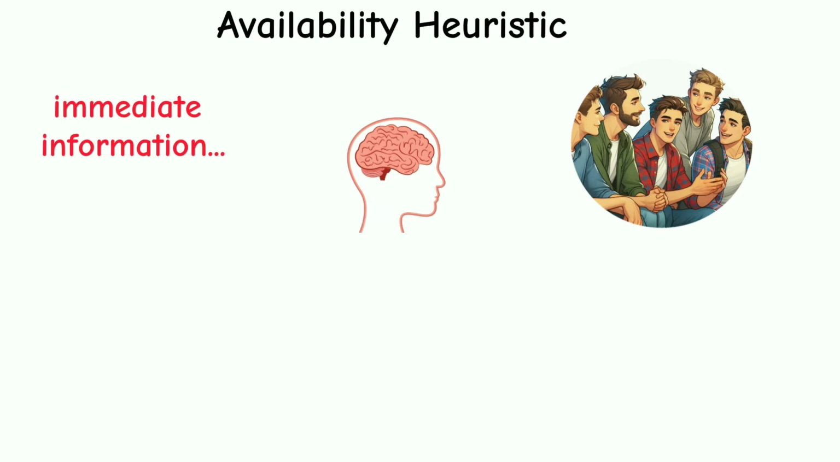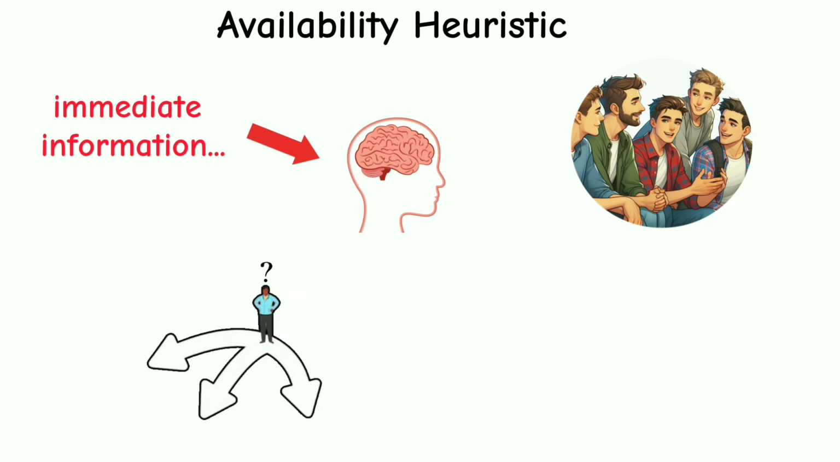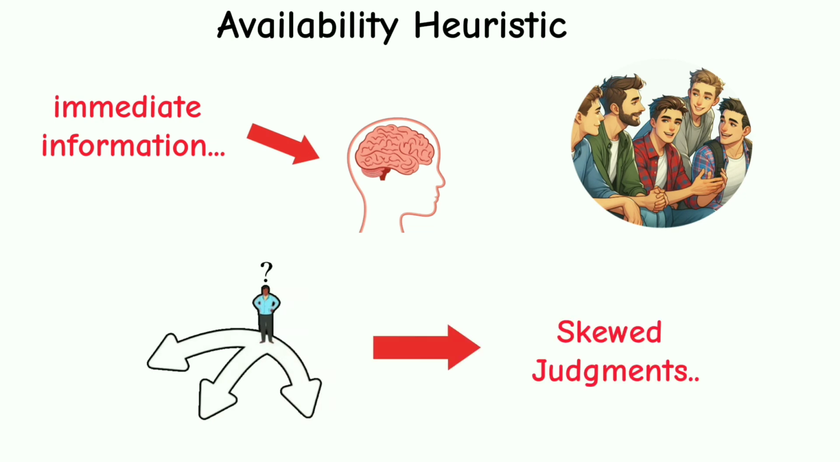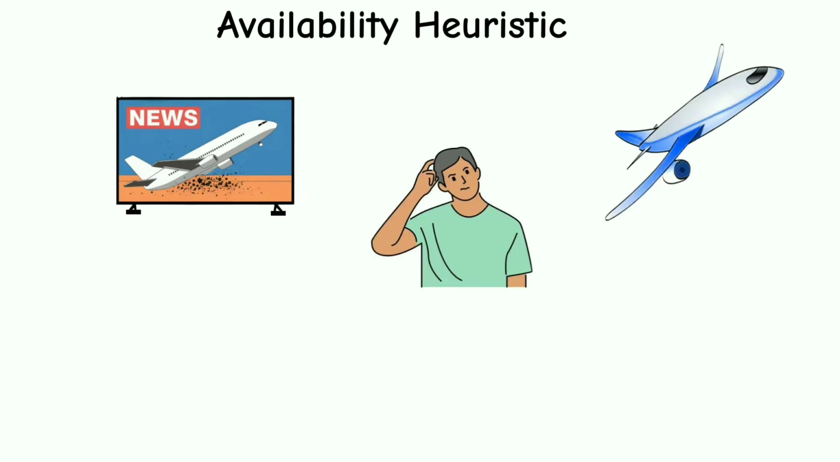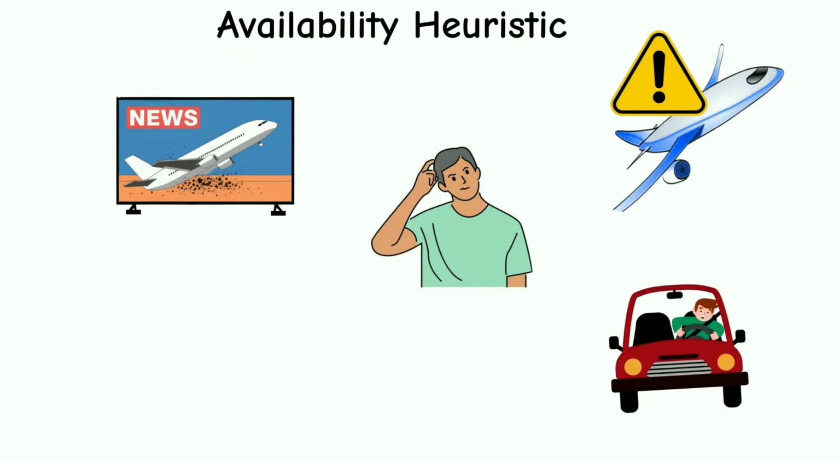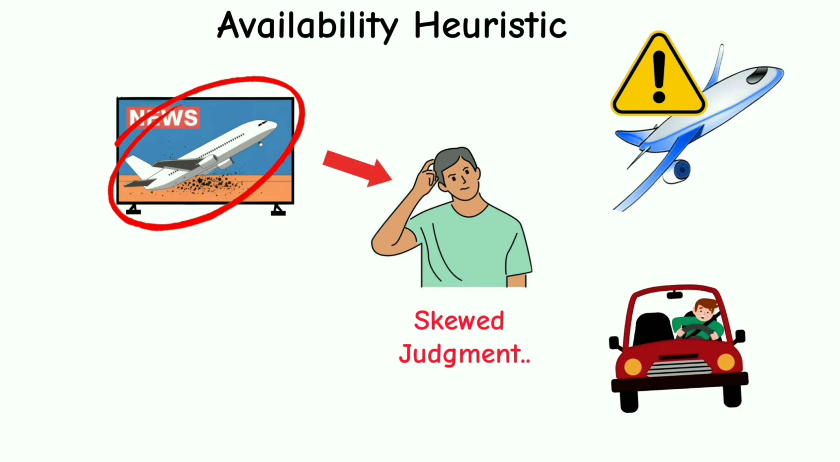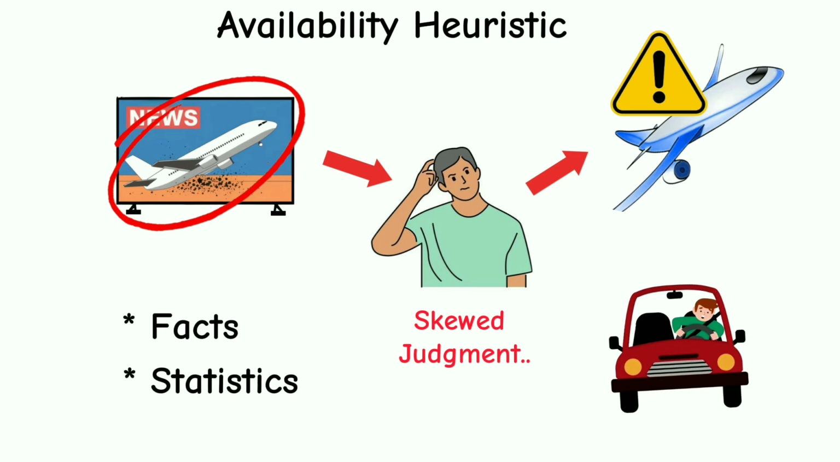Availability heuristic. The availability heuristic is a mental shortcut, where people rely on immediate information that comes to mind when evaluating a situation or making a decision. This often leads to skewed judgments. For example, after hearing about a plane crash on the news, you might think flying is very dangerous, even though it's actually much safer than driving. This happens because the crash is the first thing that comes to mind, leading to a skewed judgment about the safety of air travel. To avoid this, look for actual facts and statistics before making a decision.